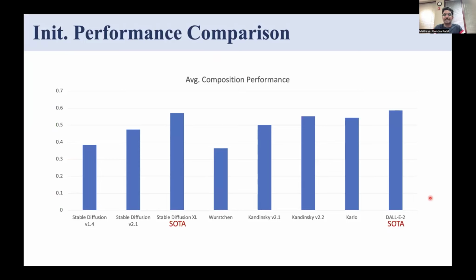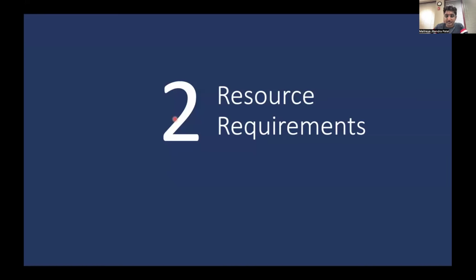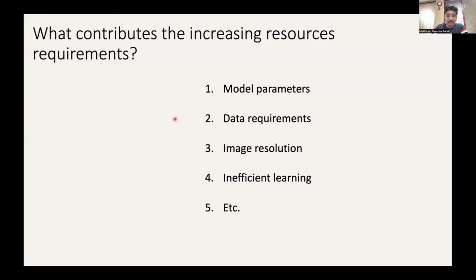DALL-E 3 is performing exceptionally well for these compositions. But if we ignore DALL-E 3, we can still see that Stable Diffusion XL and DALL-E 2 are the open source and private respective state-of-the-art models. So now let's talk about the resource requirements. When we say resource requirements, we want to discuss how much time it takes to train a model from scratch. So what contributes to these increasing resource requirements?